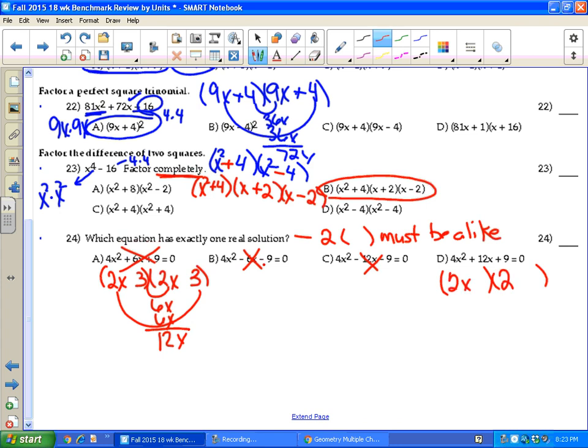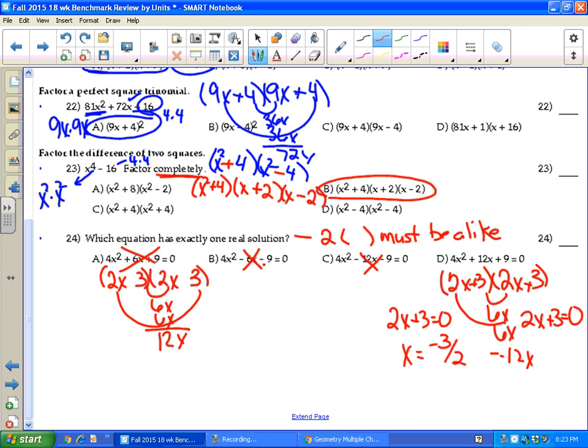2x and 2x, 3 and 3, plus, sure enough, 6x and 6x is 12x. 2x plus 3 and 2x plus 3. If you set each one equal to 0 and solved, guess what you would get? You would get the same answer for both. You get negative 3 over 2, and this one would also give you negative 3 over 2. So it looks like the last one. The ones that give you exactly one real answer are perfect square trinomials.